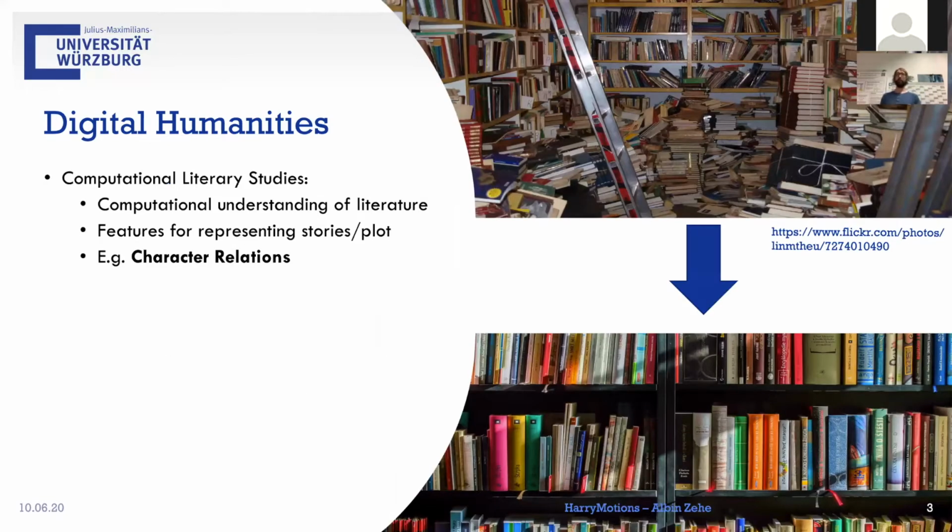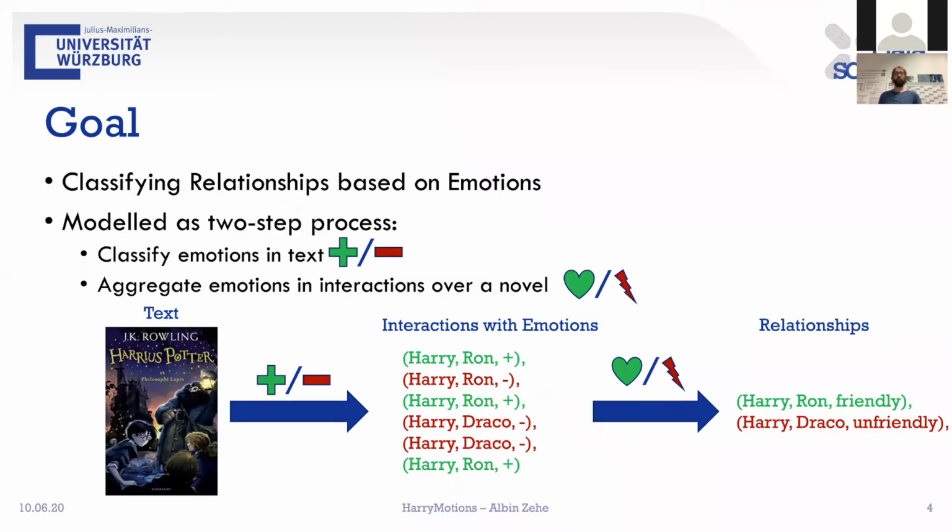My motivation usually comes from the digital humanities, or more specifically the computational literary studies, where the goal is to find a computational understanding of literature. That is, we want to get features that can accurately represent stories, the plot in stories, or in this case, the relations between characters in stories. For this specific paper, the goal is to classify relationships in stories based on emotions. As you can probably guess, we will do this in a two-step process, where first we classify the emotions in the text, and then we aggregate these emotions to perform an overall relationship classification for two characters.